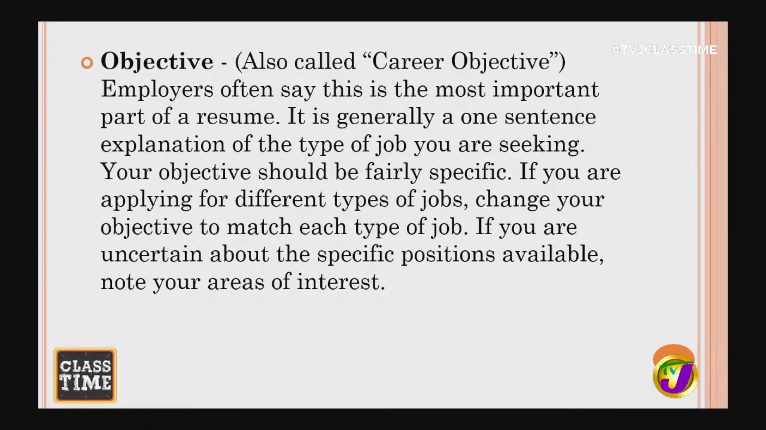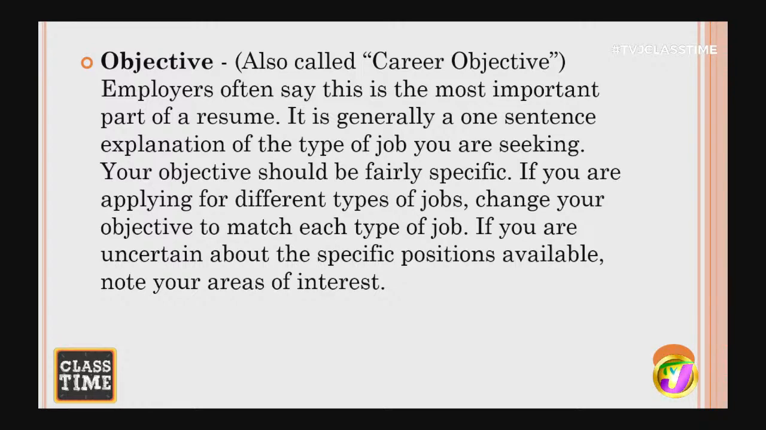Here it says, objective, also called career objective. Employers often say this is the most important part of a resume. It is generally a one-sentence explanation of the type of job you are seeking. Your objective should be fairly specific. If you are applying for different types of jobs, change your objective to match each type of job. If you are uncertain about the specific positions available, note your areas of interest.